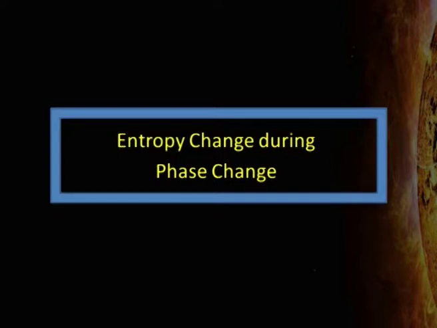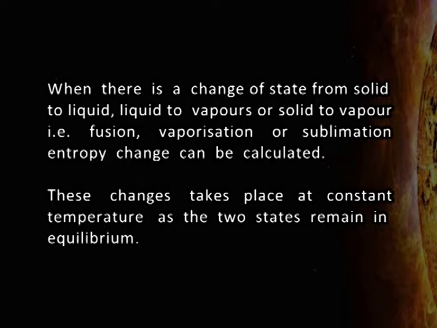Now we are going to discuss entropy change during phase change. When there is a change of state from solid to liquid, liquid to vapor or solid to vapor, that is fusion, vaporization or sublimation, the entropy change can be calculated. These changes take place at constant temperature as the two states remain in equilibrium. Let us discuss the entropy of fusion.